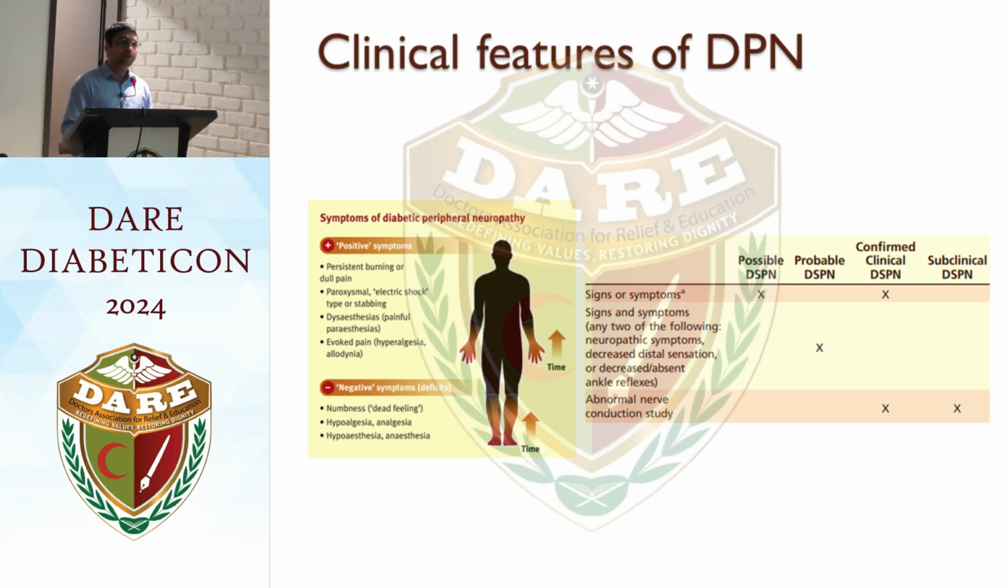Sometimes, without having clinical features, because whenever a diabetic patient comes, after a couple of years we start to do some screening tests. One among them, practiced by some clinicians, is the nerve conduction study. So we can pick up nerve conduction study abnormalities in them without having clinical features, which we call subclinical diabetic polyneuropathy.